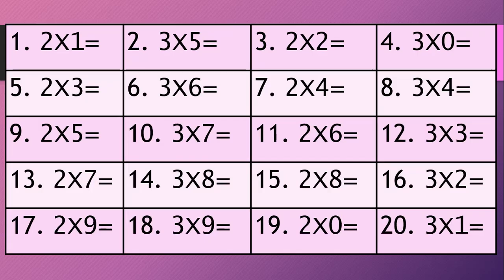And here you go. So here are your 20 questions. You can pause the video. Again, you just need to write the answers down, but if you would like to write the full multiplication sentence, which would be, for example, number 1, you would write 2 times 1 equals, and then you write your answer. But if you don't want to, you can just write the answers down. That is perfectly fine.